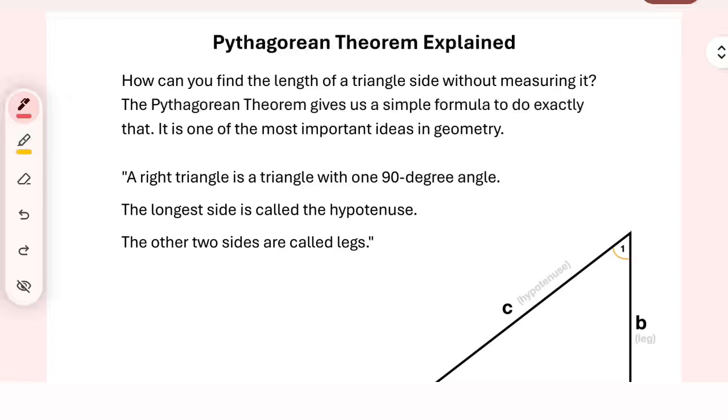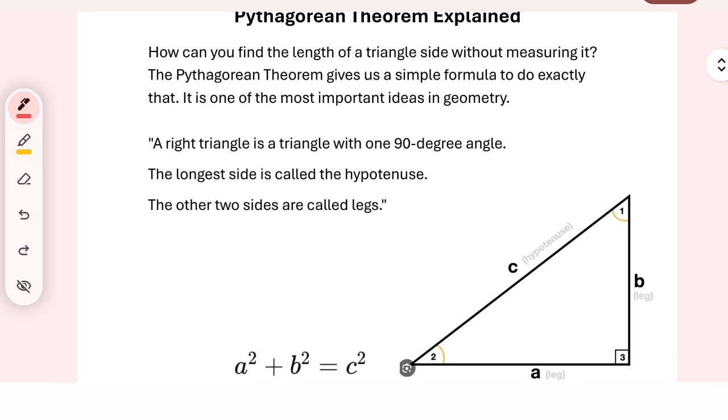So how do you really explain what the Pythagorean theorem is? If someone asks you what the Pythagorean theorem is, or can you find the length of a triangle side without measuring it? If that's the question, well, that is when the Pythagorean theorem comes in, because the Pythagorean theorem gives us a simple formula to do exactly that: to measure a side of a triangle without measuring it, all right?